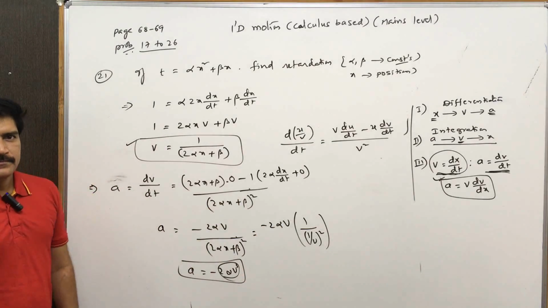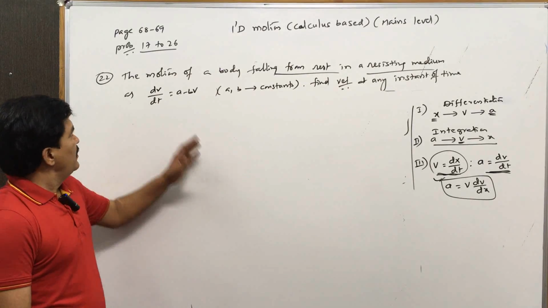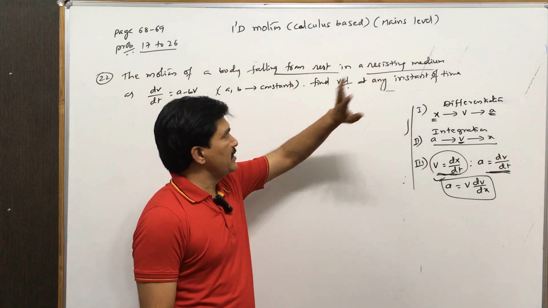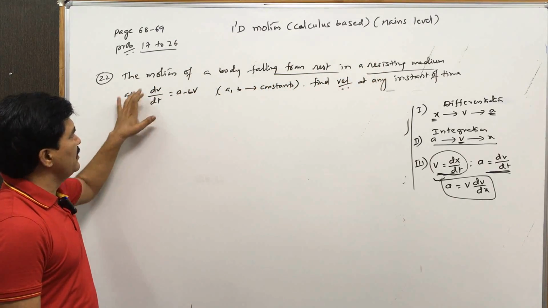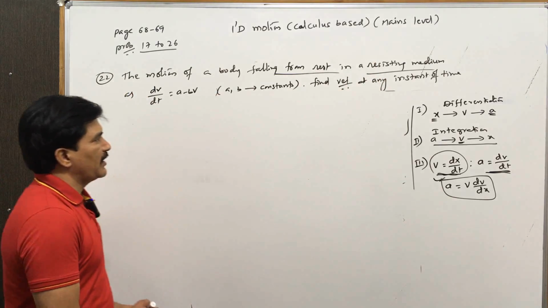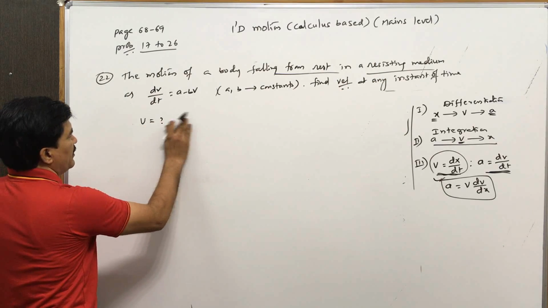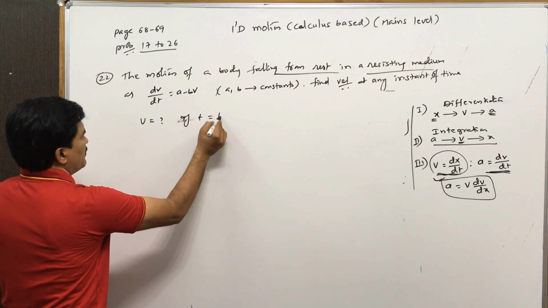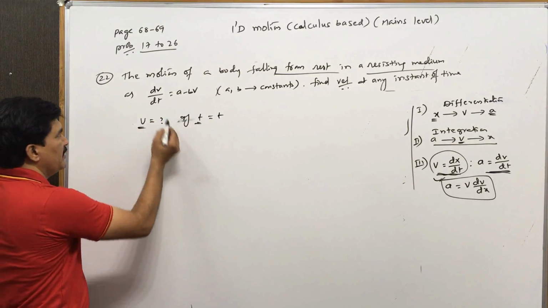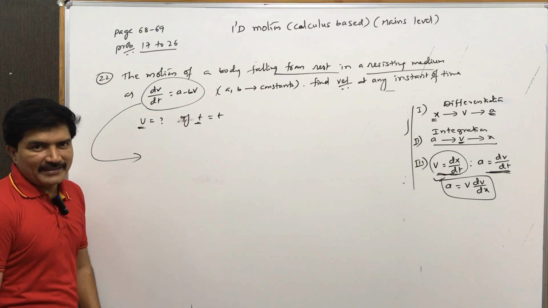The next problem is problem number 22. He is mentioning the motion of a body falling from rest in a resisting medium as dv by dt is equal to a minus bv, find the velocity at an instant of time. He is talking about the velocity at some arbitrary time t. So he is talking about velocity and time, and in the given relation also we have velocity and time, so no modification is required in that equation.